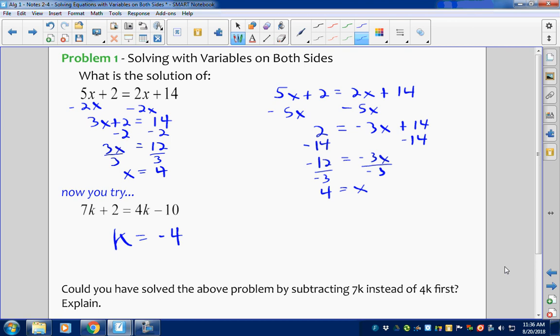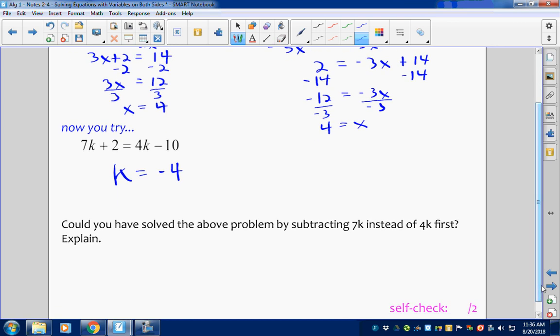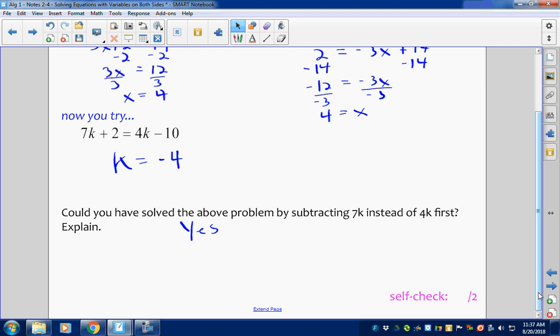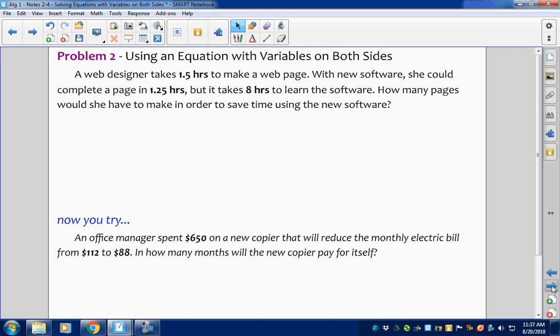And this is asking the question that I already answered up here. So could you have solved the above problem by subtracting 7k instead of 4k first? Sure, yes, you could have. Yes, you just leave it at yes, but I demonstrate up here what would happen. You get the same answer, you just have to deal with negatives. So that's what that question's all about. The truth of the matter is you could even start with the constants and start subtracting or adding those, but I usually just take care of the variable first. That's my recommendation.